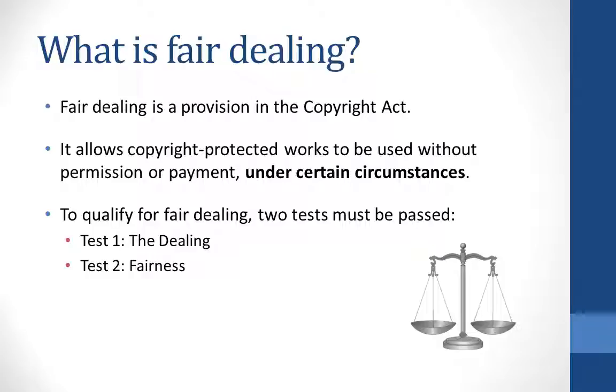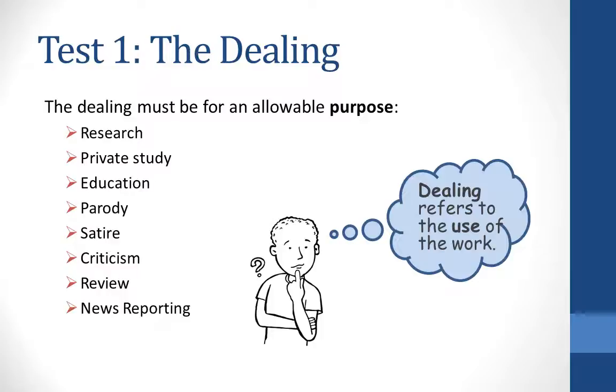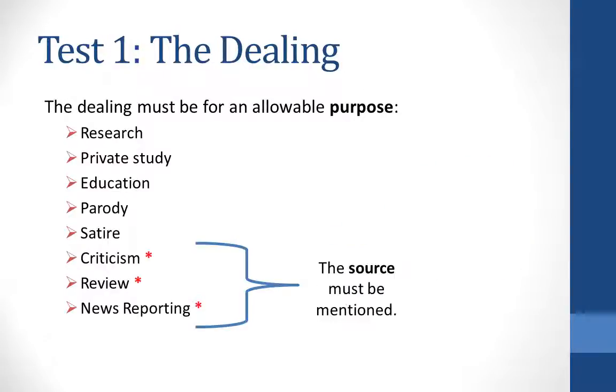To determine whether a particular use meets the fair dealing standard, the use must be analyzed using two tests. The first test considers the dealing. The dealing, or the use, must be for one of the purposes explicitly named in the Copyright Act. These purposes are research, private study, education, parody, satire, criticism, review, or news reporting. If the purpose is for criticism, review, or news reporting, there is the added condition that the source must be mentioned in order for the use to qualify as fair dealing.